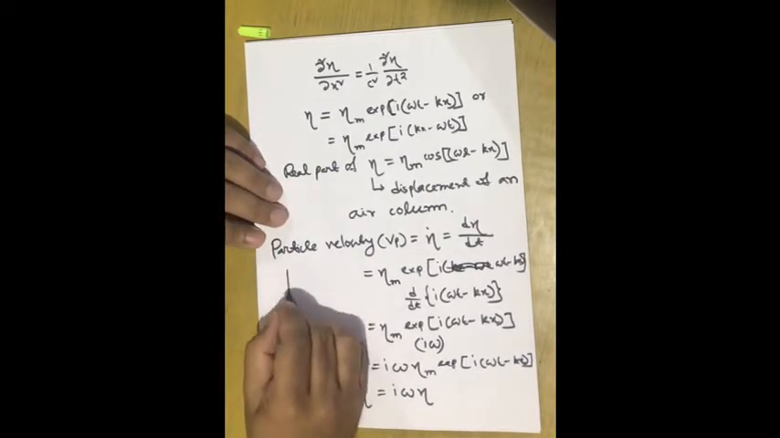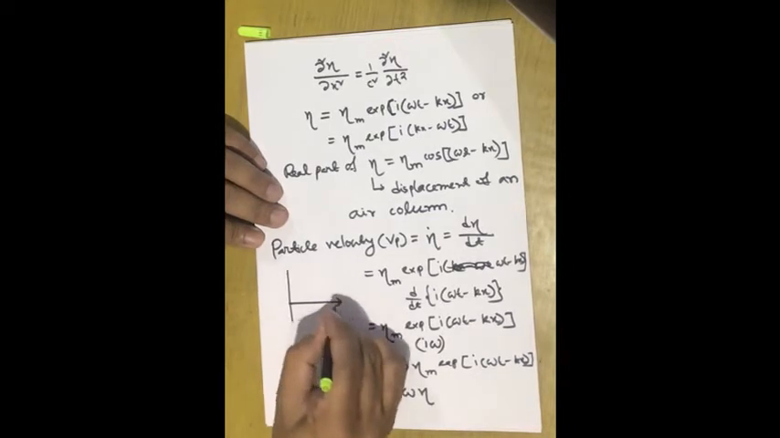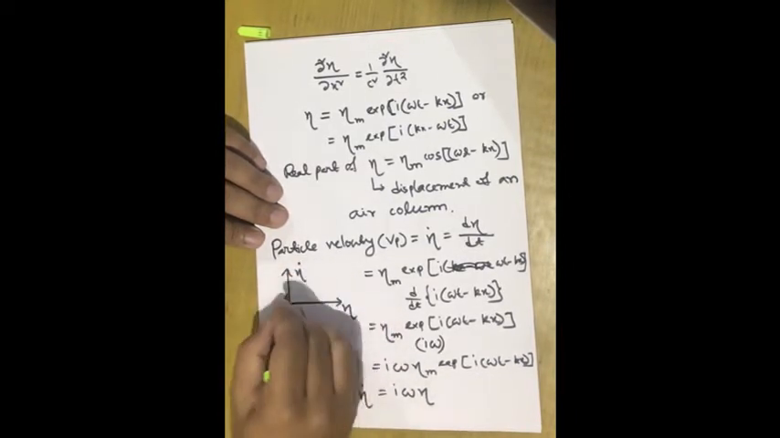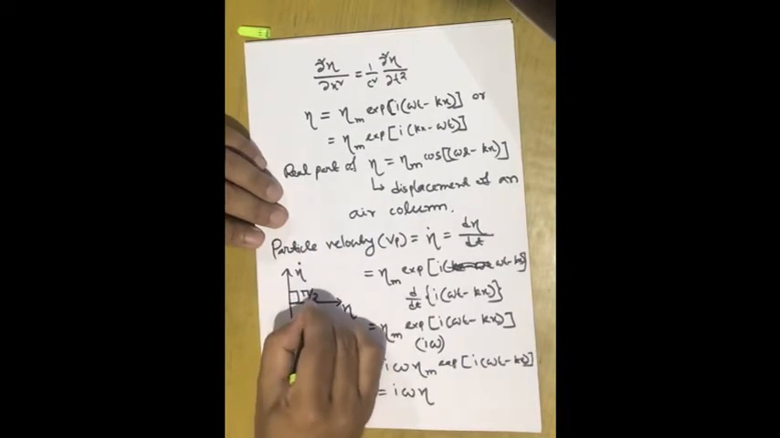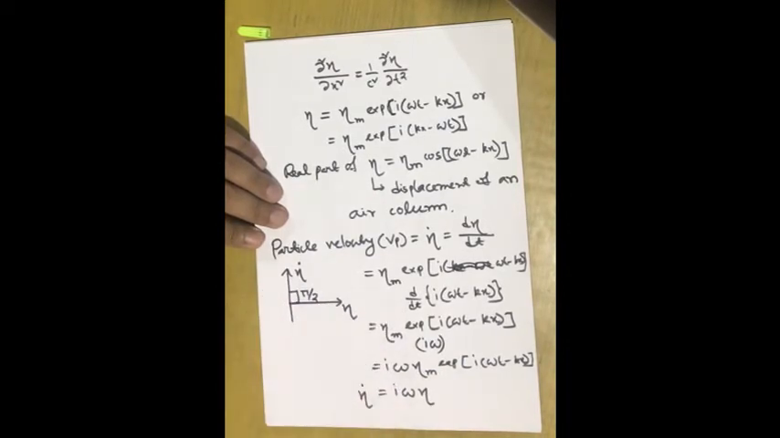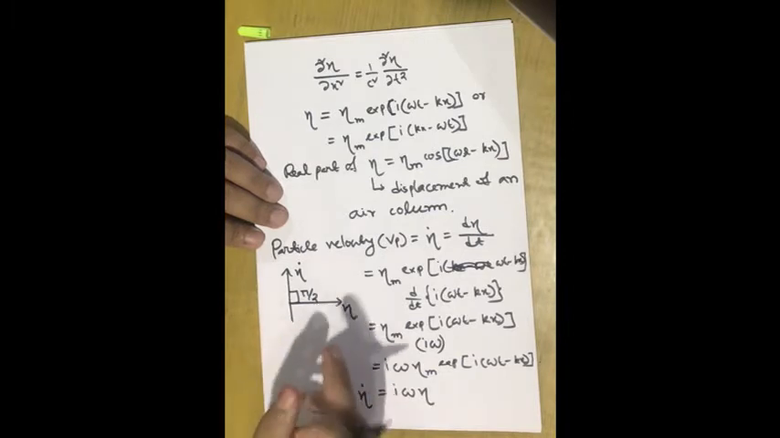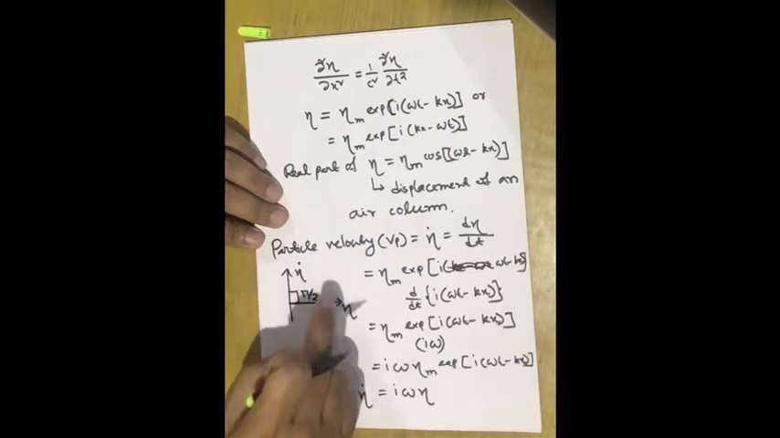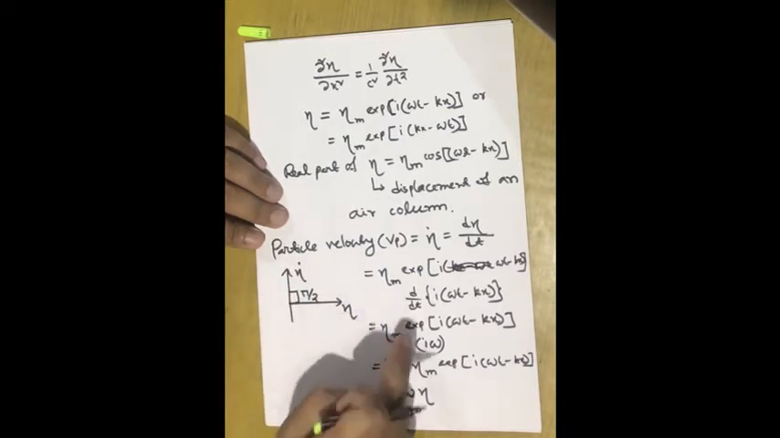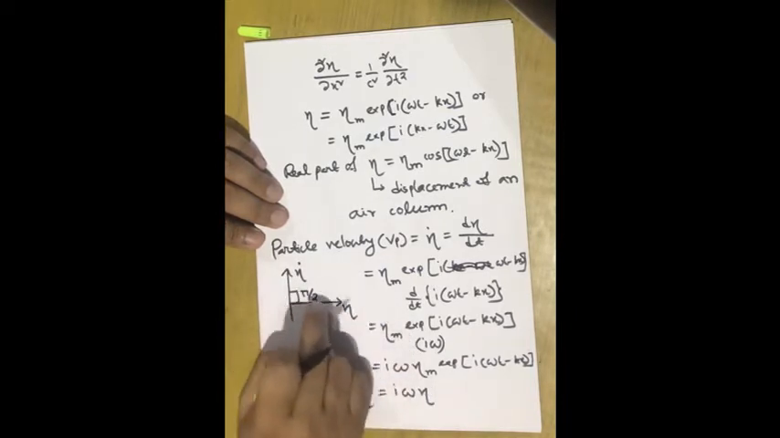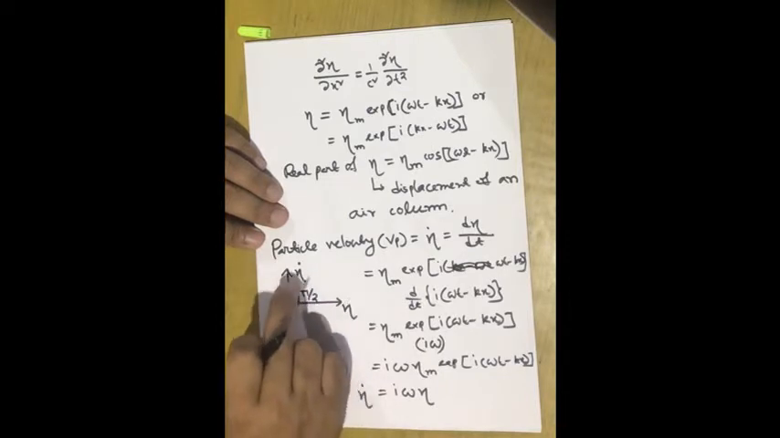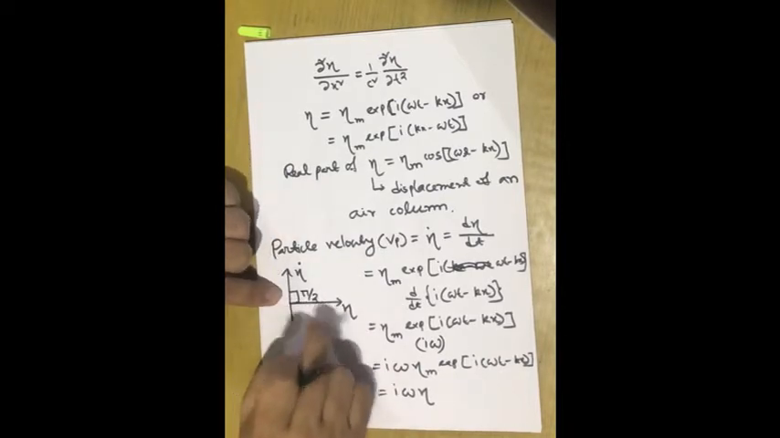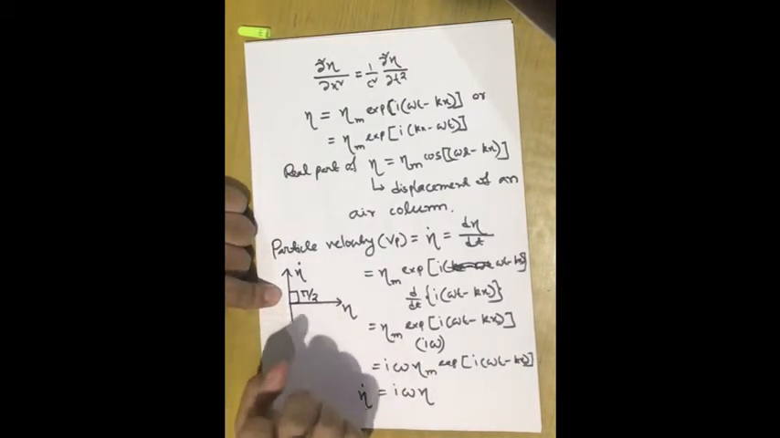So now if I plot eta along the x-axis, then eta dot, the particle velocity, will be at a phase angle pi by 2 with respect to eta. Okay, and it is leading. The particle velocity is leading the particle displacement, because there is a phase difference of positive pi by 2 between the particle velocity and the displacement. So this is the advantage of writing this expression in a complex notation.